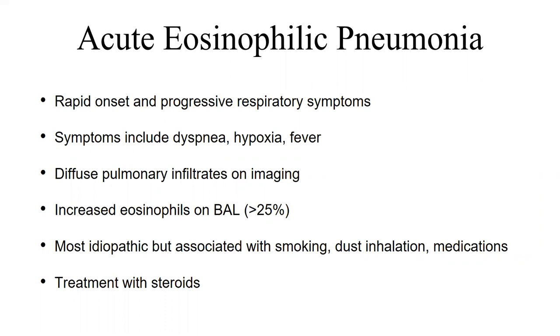I know I didn't talk about eosinophilic pneumonia, but I just had a couple points here. It's a rapid onset, progressive respiratory illness. These patients can get sick very fast and develop an ARDS-like picture. Symptoms include dyspnea, hypoxia, and fever. You can see diffuse pulmonary infiltrates on imaging and increased eosinophils on BAL, which we saw in this case. Most cases are idiopathic, but are associated with smoking, dust inhalation, and medications. And the treatment is steroids.